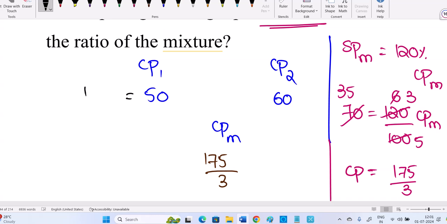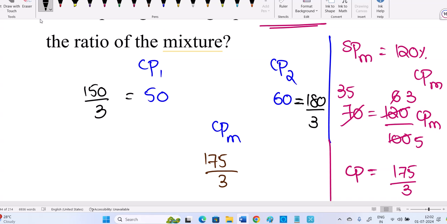Make things simplified. I know the cost price of the mixture is 175 divided by 3, right? 50 can be written as 150 divided by 3. Multiply by 3 and divide by 3, nothing wrong. 60 multiplied by 3 and divided by 3 is 180 divided by 3. See, 150 divided by 3, 180 divided by 3. Is 175 by 3 between that or not? The divide by 3 we can ignore. 150, 180, 175. 175 is between 150 and 180. Correct only.